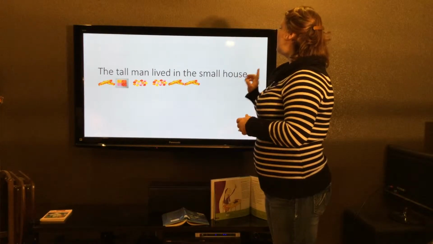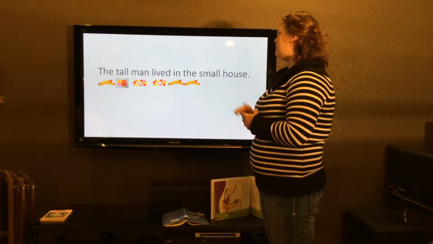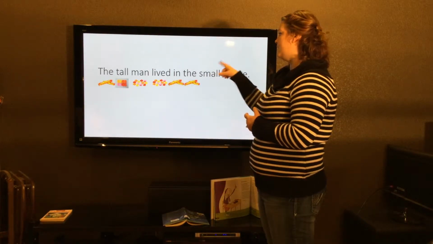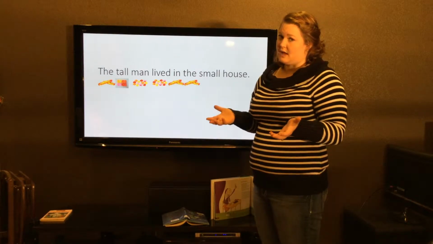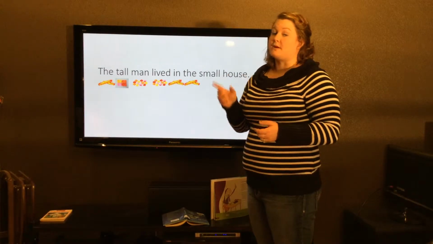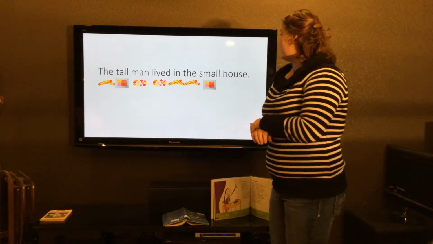Now we have the word small. Small, that does tell us something. But does it tell us the man lives small? How does a man live small? That doesn't give us a lot of information. It gives us some, but not a lot. So, that's going to be a little wrapper word.